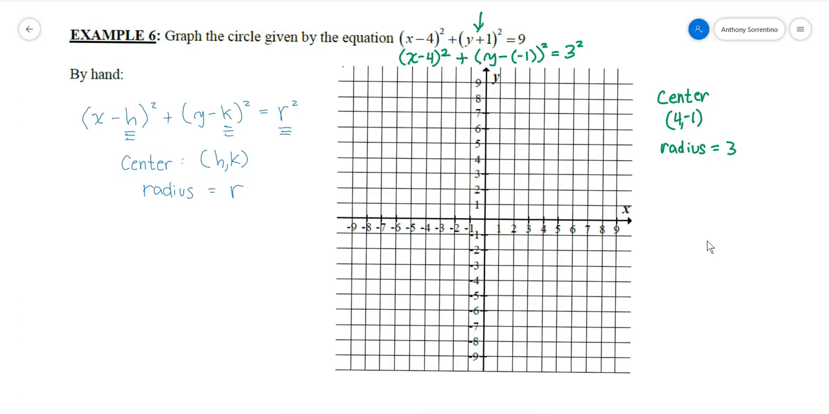So, I'm going to plot 4, negative 1, which would be right here. And the radius, I'm just going to move right 3 units from that point. Starting at the center again, I'm going to move up 3 units. Starting at that center point again, I'm going to move left 3 units. And from that center point, I'm going to move down 3 units. And I'm just going to connect it with as best a circle as I can.